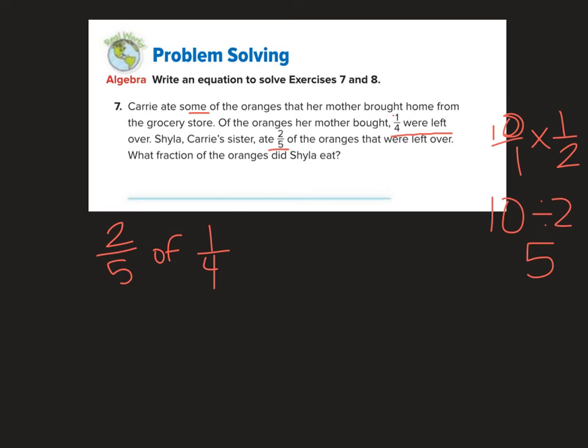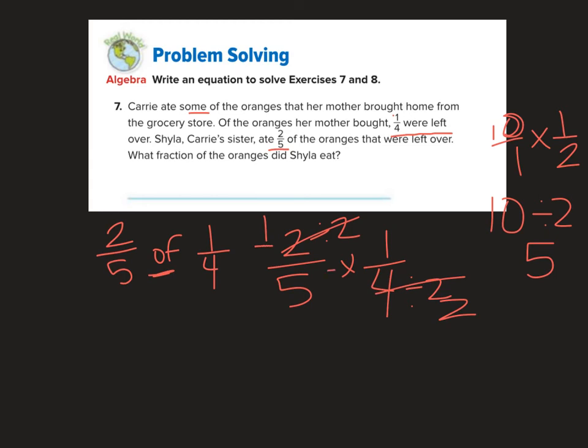Okay, so let's remember, of means multiply, so I'm doing 2/5 times 1/4. I notice I can reduce. I can divide by 2, and that would be 1, and that would be 2, so I'm doing 1 times 1, which is 1, and 5 times 2, which is 10. So she ate 1/10 of the oranges.